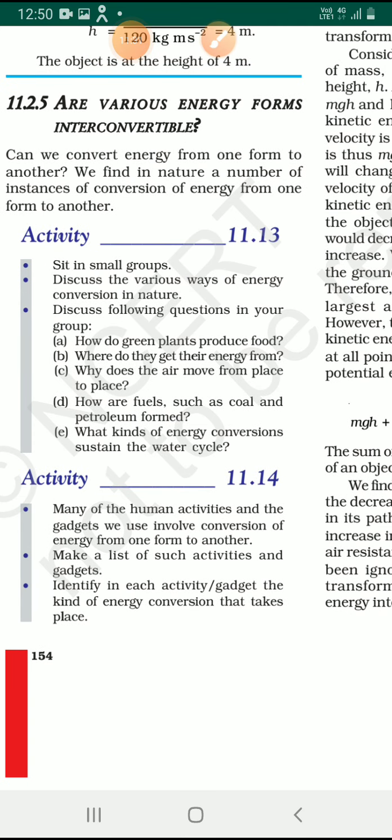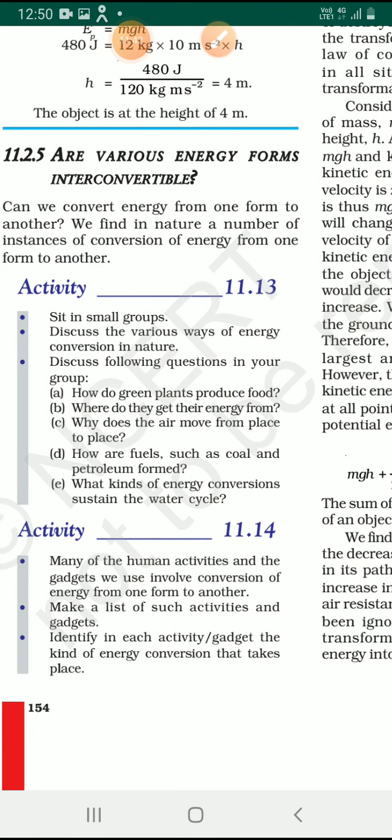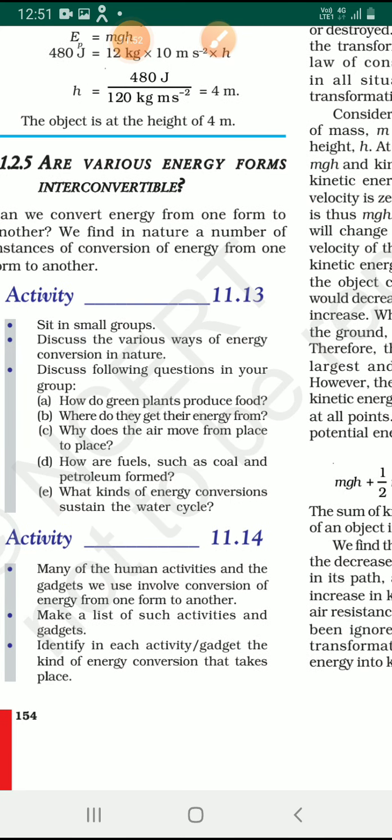Many of the human activities and the gadgets we use involve a conversion of energy from one form to another. Gadgets means the devices that you use in your day-to-day life. For example, there's a mixie at your house. That mixie takes electricity, and electric energy is converted into mechanical energy. Mechanical means it rotates.